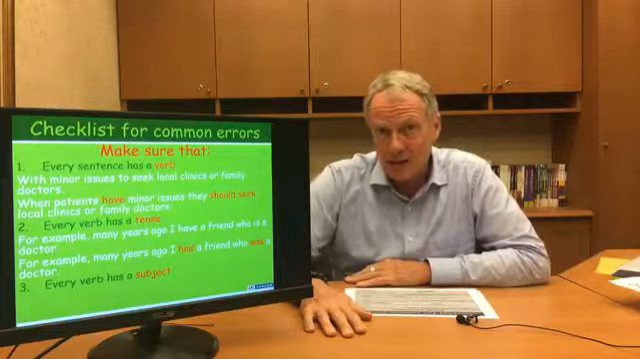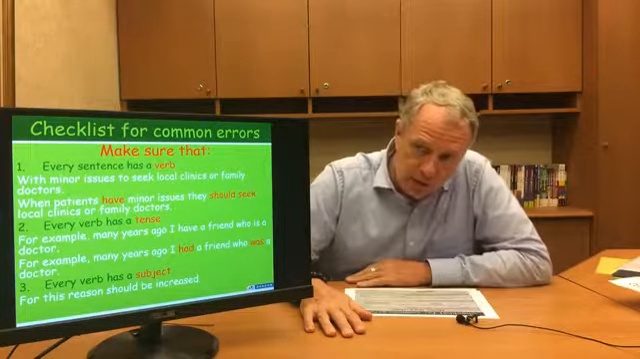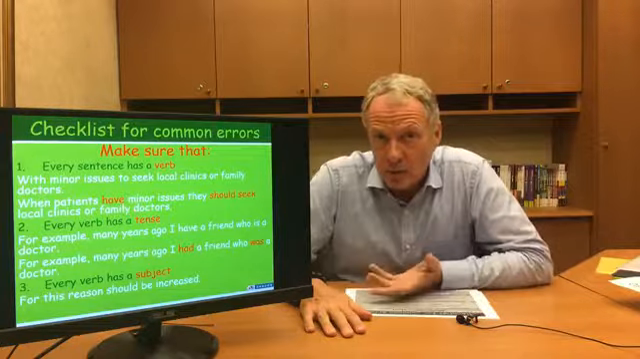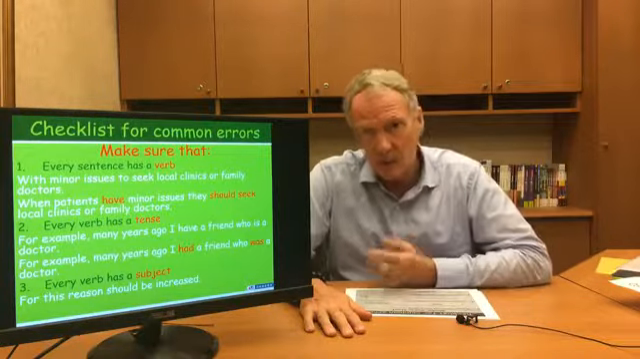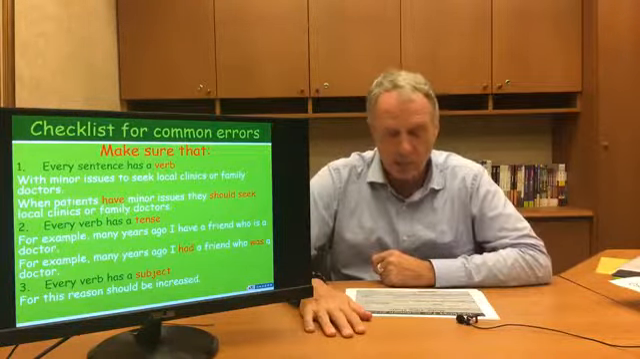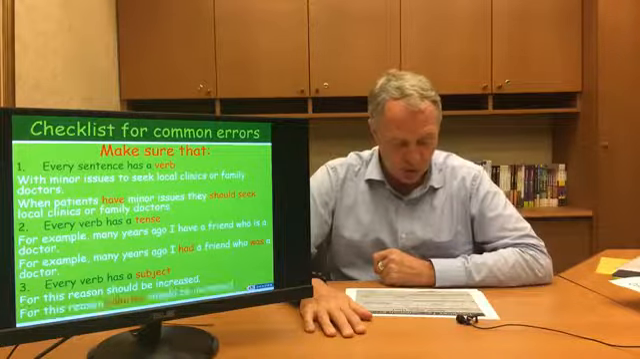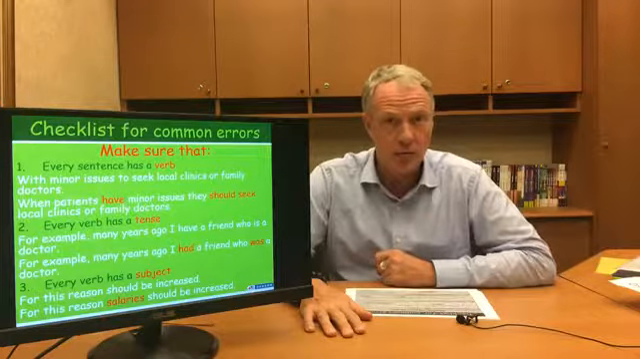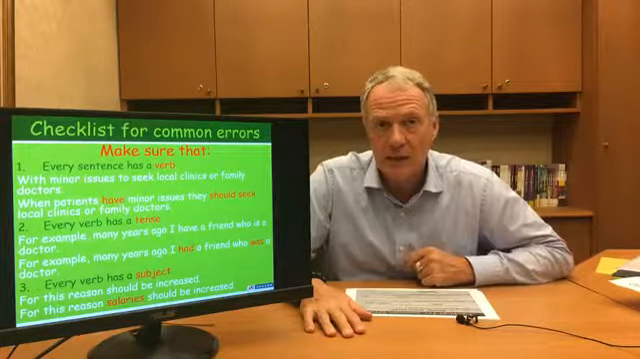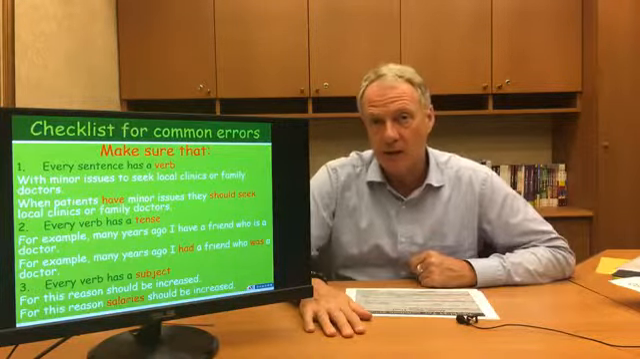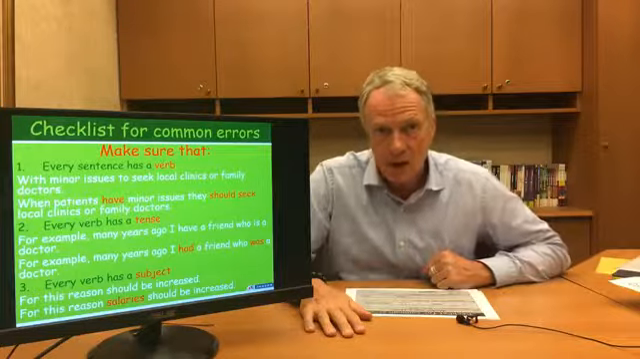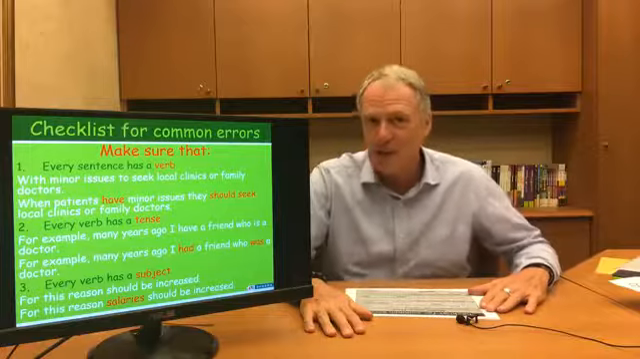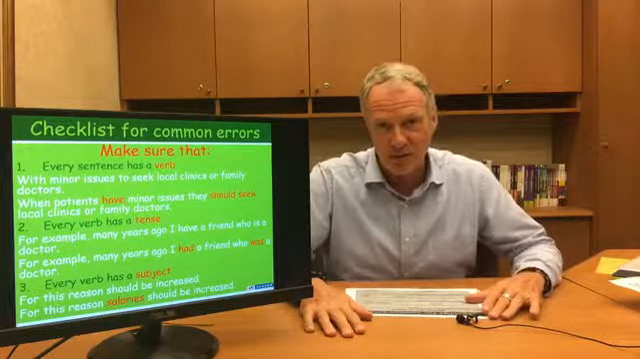Okay, so here's an example of a mistake. Look, for this reason should be increased. So we've got a verb, we've got should, and we've got a tense, okay, but there's no subject. So the correct example should be, for this reason, salaries should be increased. And now we know what the sentence is about. The sentence is about salaries. And I'm sure you will agree, salaries are very important, so we don't want to leave them out of the sentence, do we?